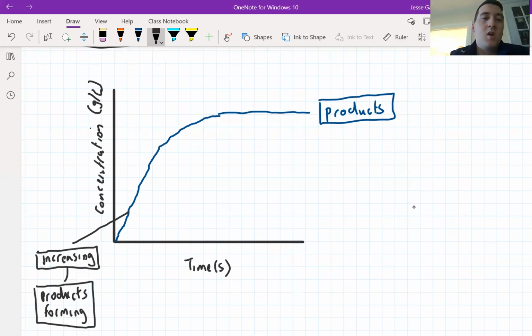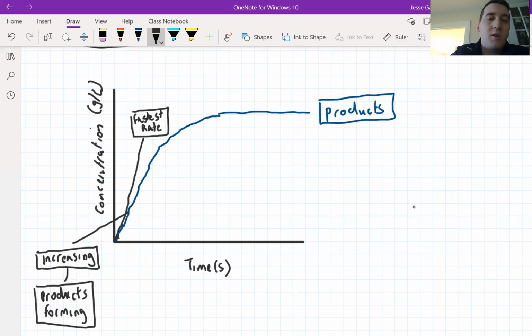Now, let's talk about the speed at different parts of the graph. If we were to draw a tangent, which is a line that runs along the graph at a certain point, at the beginning, this tangent shows that the rate here is extremely fast. This is the fastest rate because the graph is steepest here. So the fastest rate is at the beginning of the reaction.